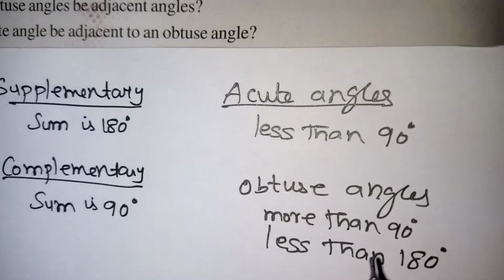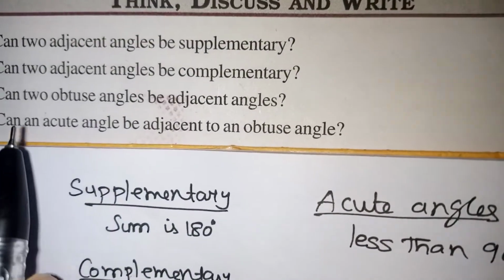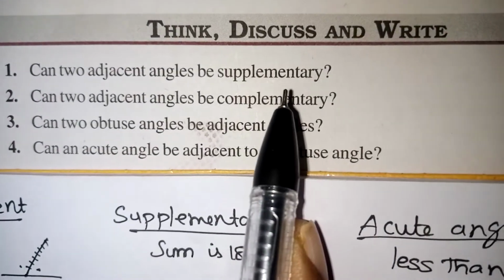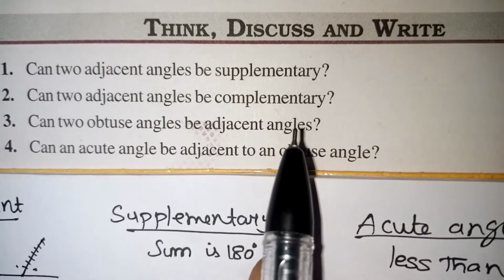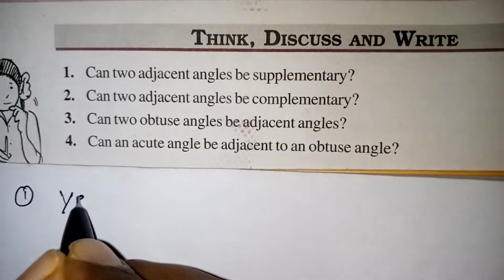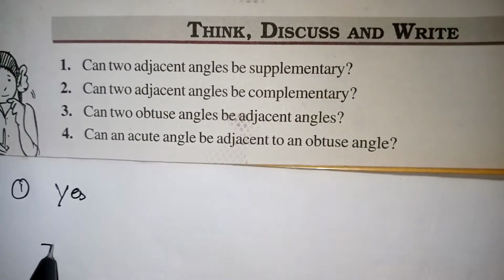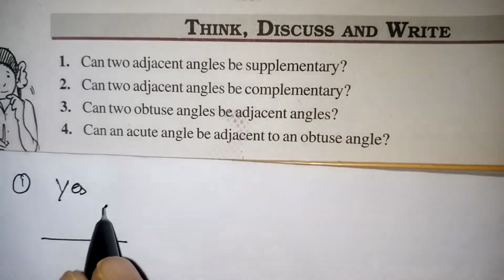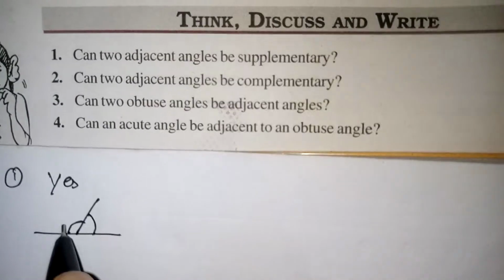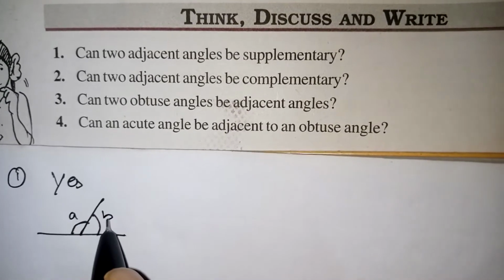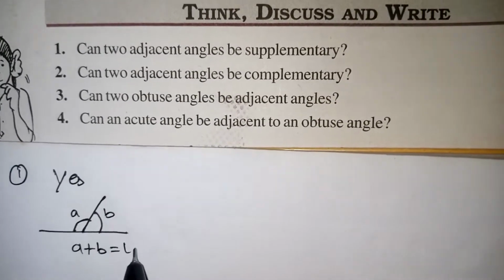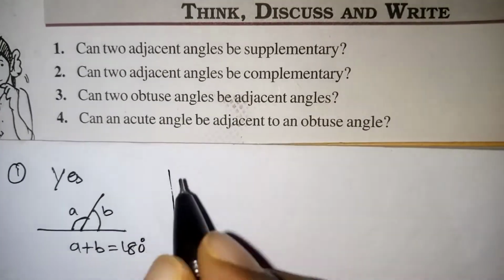Now let's answer these questions. Our first question, can two adjacent angles be supplementary? They are asking. Yes, it can be supplementary also. So we should write yes. How it is yes means, we can take a straight line. We can draw two adjacent angles, this angle and this angle. Definitely if we add these two angles, it will be coming to 180 degree because they are lying on the straight line. So A plus B is equal to 180. They are supplementary.